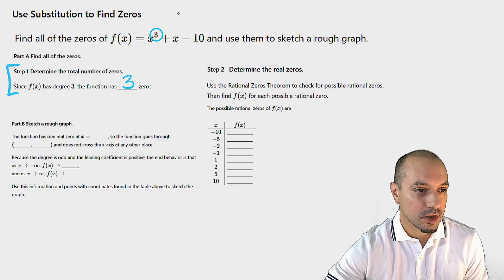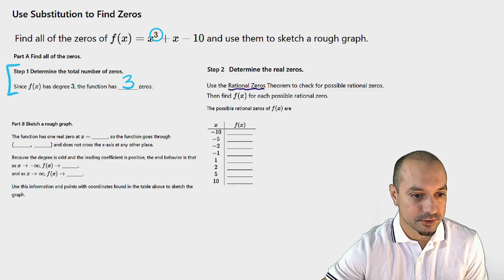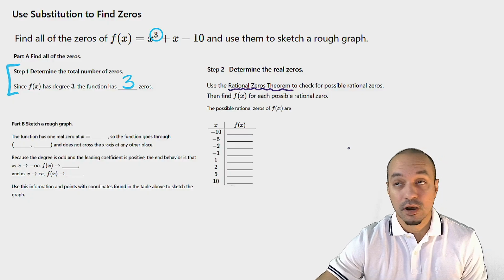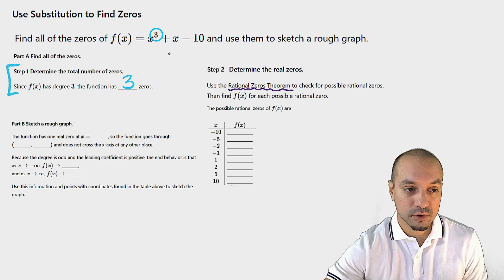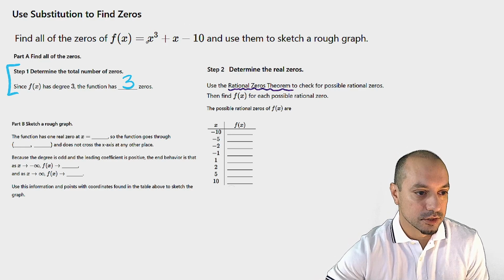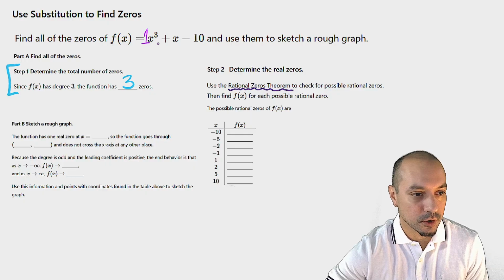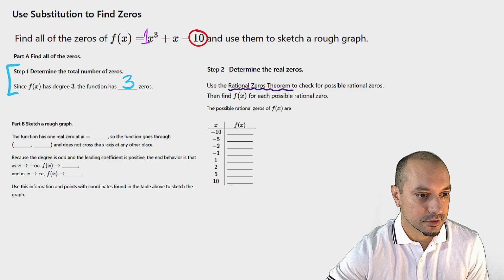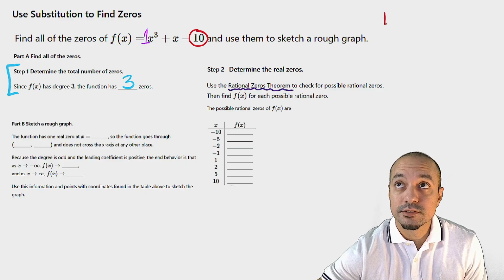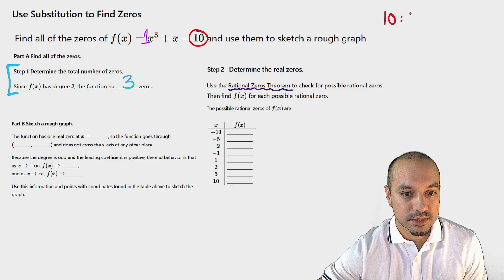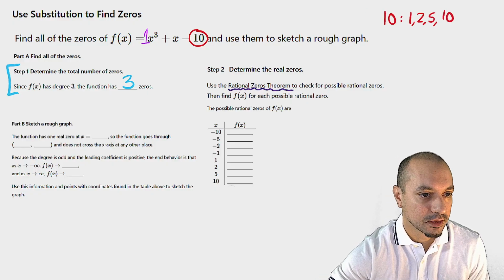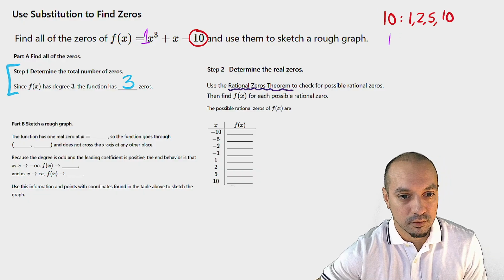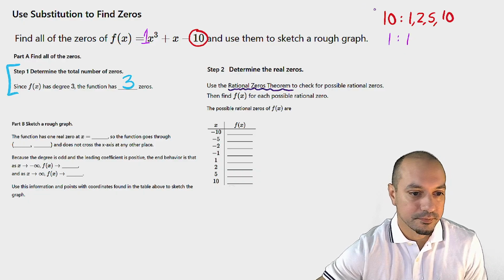From here, let's go ahead and use the rational roots theorem, sometimes also referred to as the rational zeros theorem, to figure out what my possible roots could be. To do the theorem, we take the coefficient of the leading term and we look at the constant. We list out their factors. Factors of 10 are 1, 2, 5, and 10. The factors of 1, just 1.